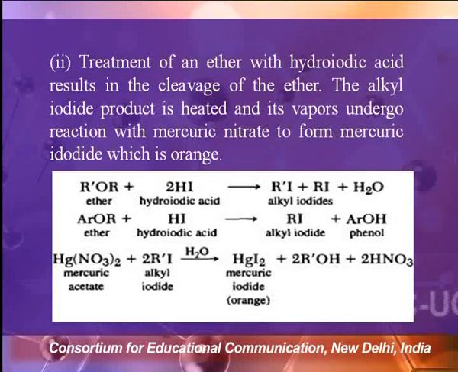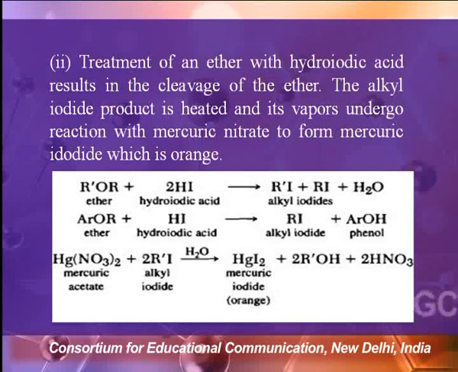The treatment of an ether with hydroiodic acid results in the cleavage of the ether. The alkyl iodide product is heated and its vapor undergoes reaction with mercuric nitrate to form mercuric iodide, which is orange in color. So you can see ROR is the structural formula of ether. When it reacts with hydrogen iodide, it will give alkyl iodide, that is RI.